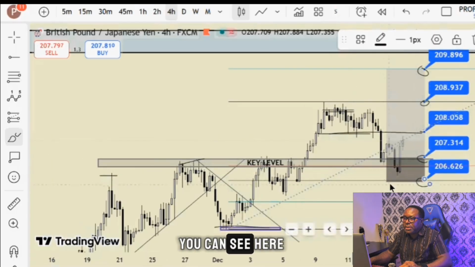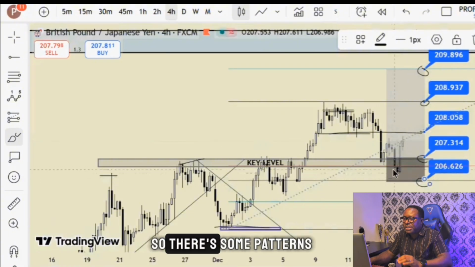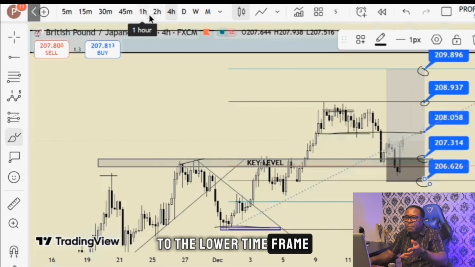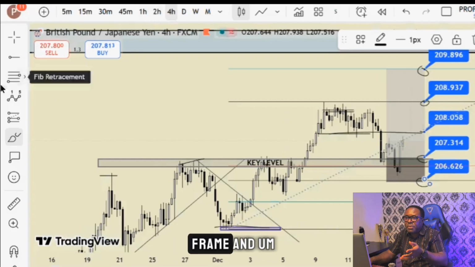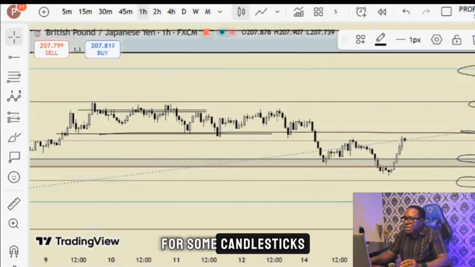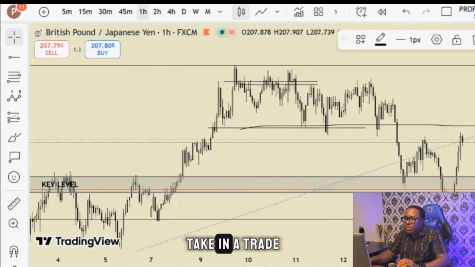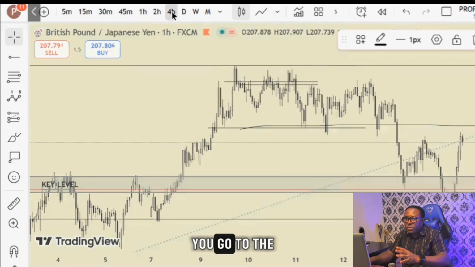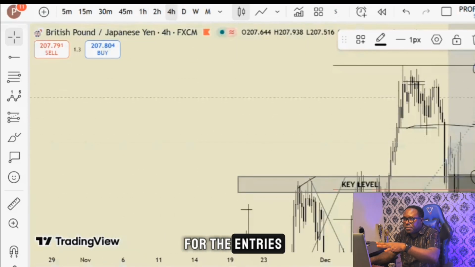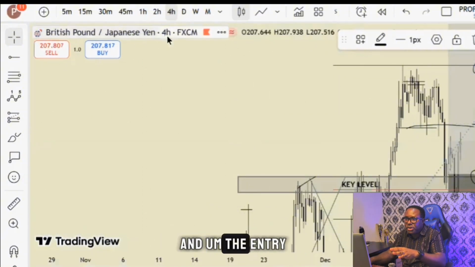Okay, you can see here there is a bullish engulfing pattern. So there are some patterns you can be looking at. You can scale down to the lower time frame, maybe the 1 hour time frame, and begin to look for some candlestick patterns that enable you to take a trade. If you go to the 4 hour time frame, that's where I set up all the indicators for the entries, the take profit levels, and the stop loss.